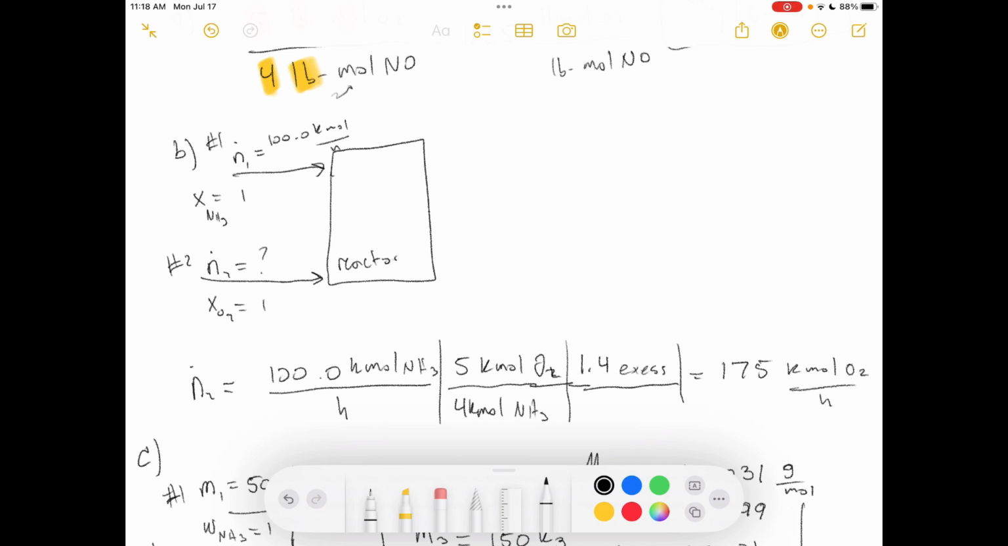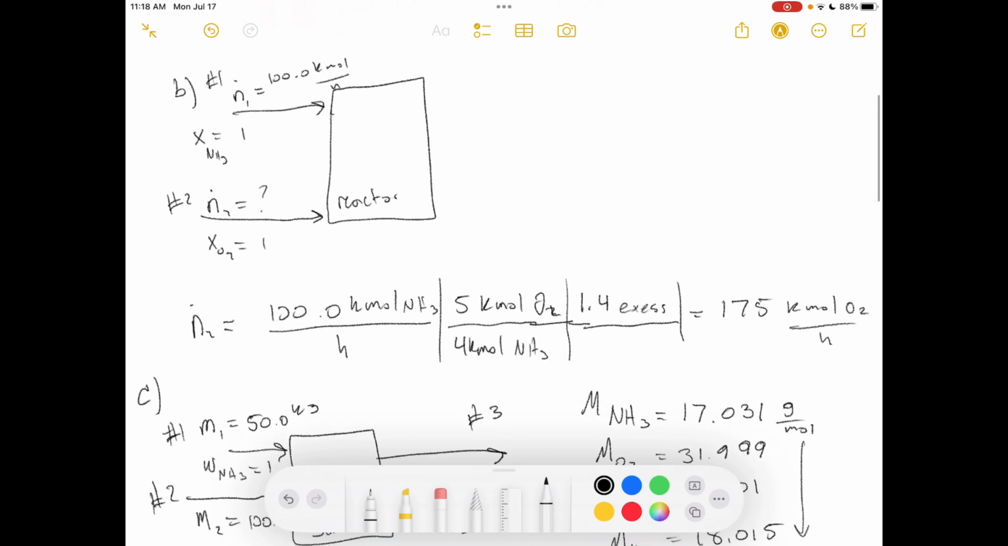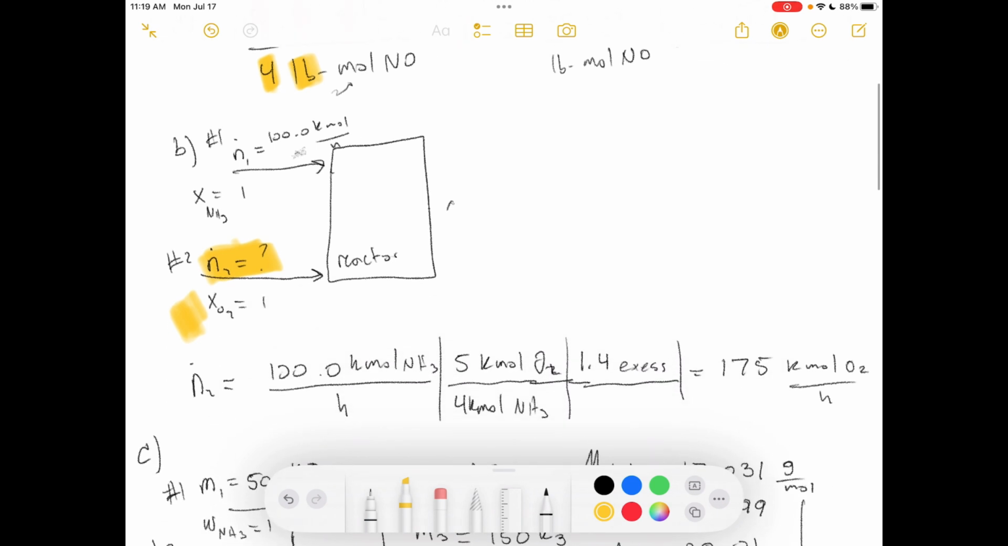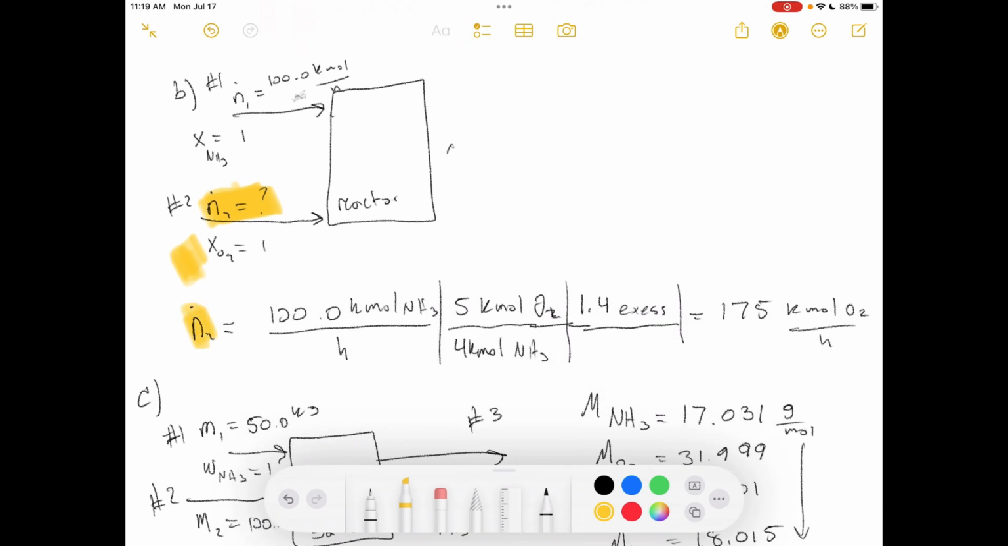If ammonia is fed to a continuous reactor at a rate of 100 kilomoles of ammonia per hour, what oxygen feed rate in kilomoles per hour would correspond to 40% excess oxygen? Okay, so you have your reactor here, you have a certain feed rate here, and then a feed rate here. We don't know what the oxygen feed rate is, so we have to calculate it. We'll use our stoichiometry from this equation to figure that out.